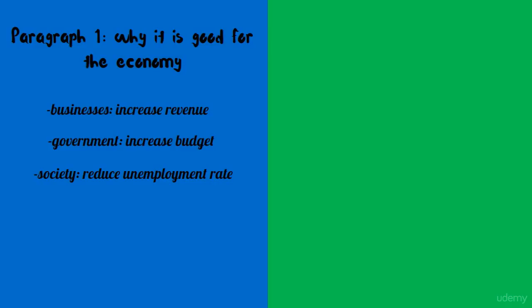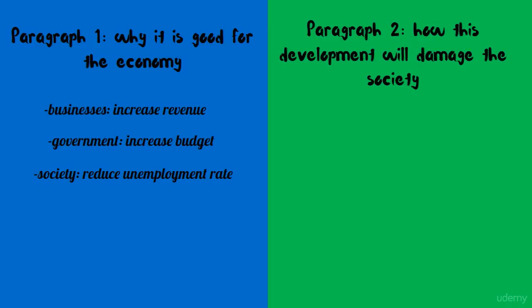For paragraph 2, we're going to say why we think this development will damage the society. The first point is that when people buy more things, they'll have less money on other important things. It can lead to debt, and it can also damage the banking system.